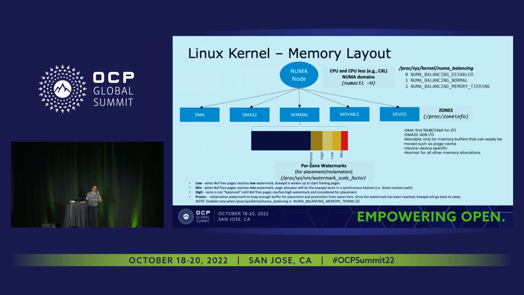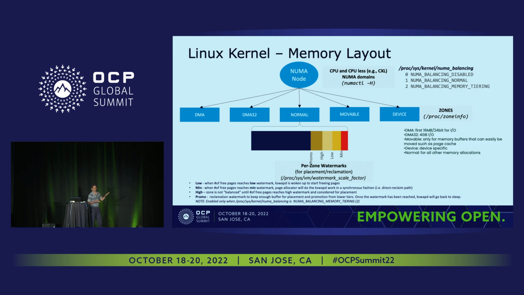In the Linux kernel, the memory layout is a very, very critical component. Every NUMA node has different memory zones. I won't talk about DMA capable memory zones. The big one is really the normal memory zone. That's what most of your memory actually resides under.